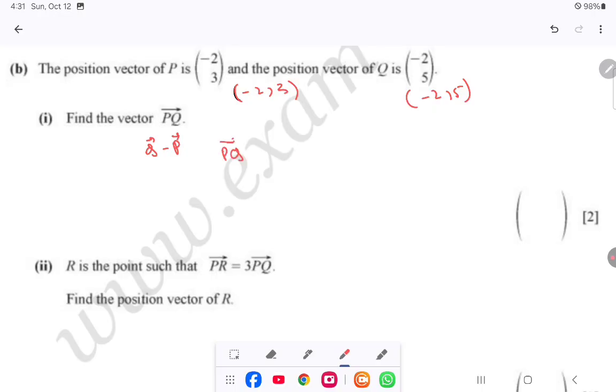PQ equals Q minus P. Negative of 2. So this is a simplified form.